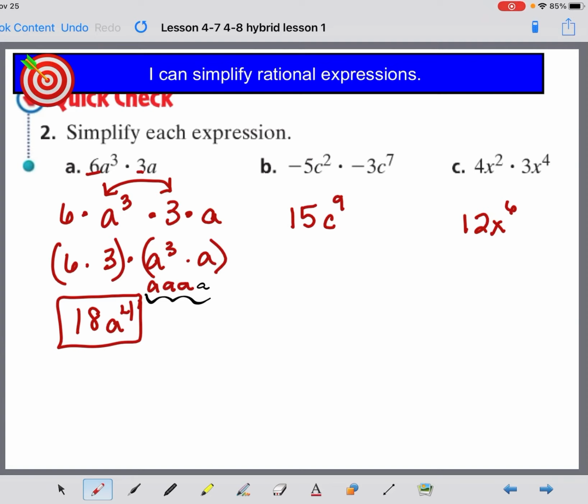Hopefully, you multiplied -5 times -3 and got +15. Then you wrote out 2 C's and 7 C's, and you got C to the 9th. For letter C, 4 times 3 is 12, and you wrote out 2 X's and 4 X's and renamed it as X to the 6th.